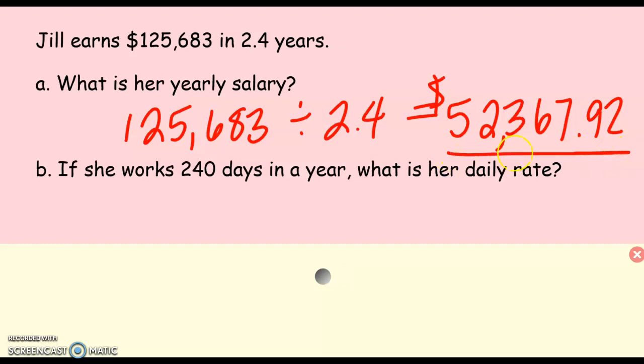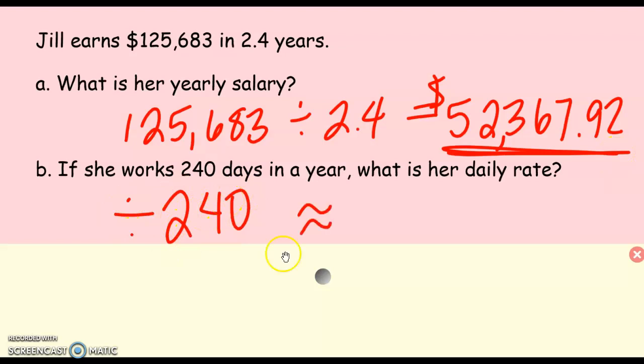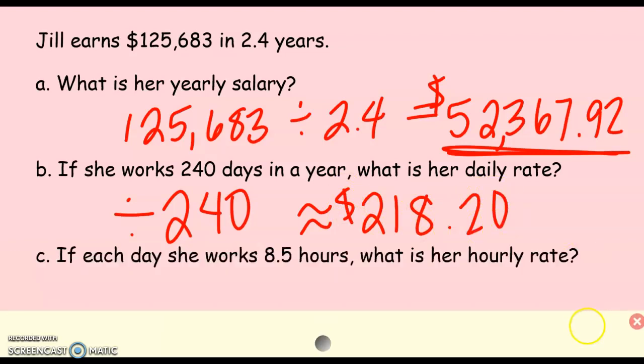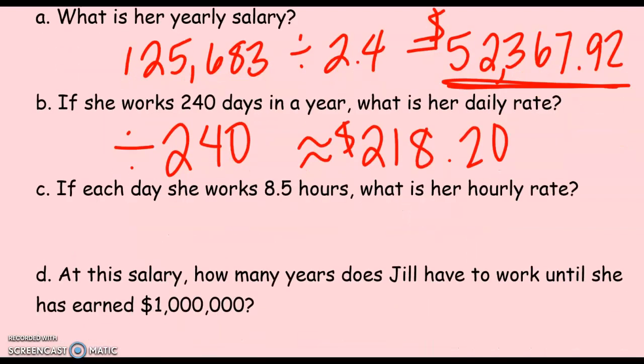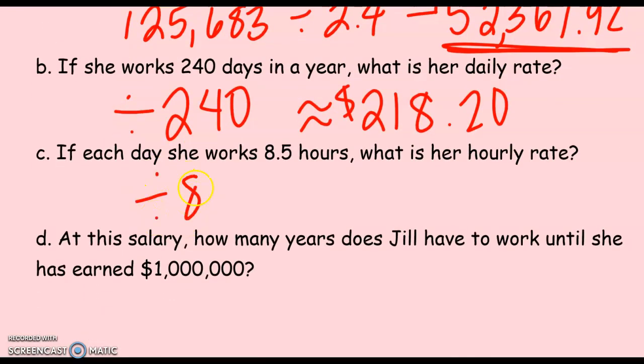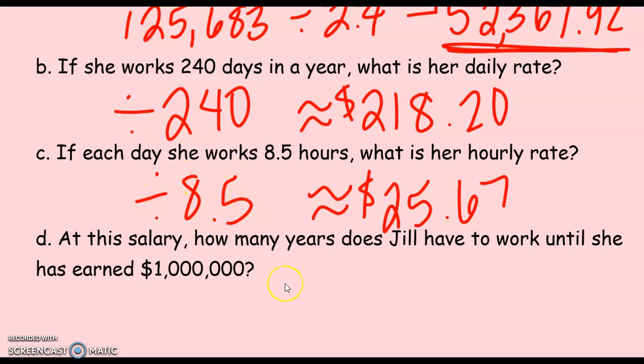Again, I just need to take this rate divided by 240. I'm ending up with approximately $218.20, roughly, give or take. From here, it says if she works 8.5 hours, what's her hourly rate? Well, again, we're going to divide by 8.5 on this one. So roughly she's working for $25 an hour.